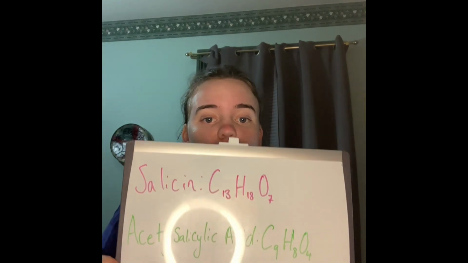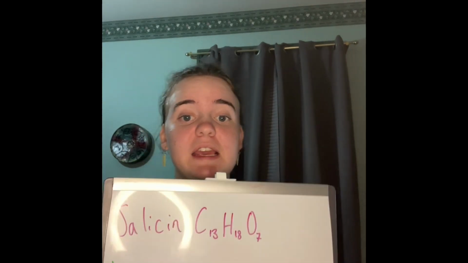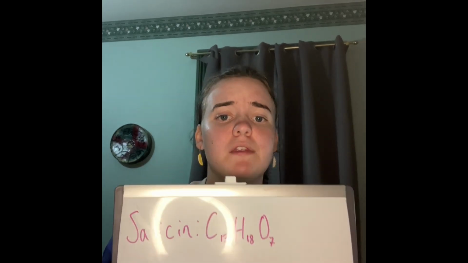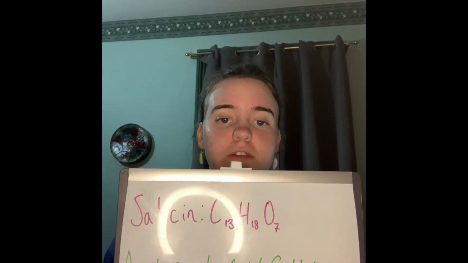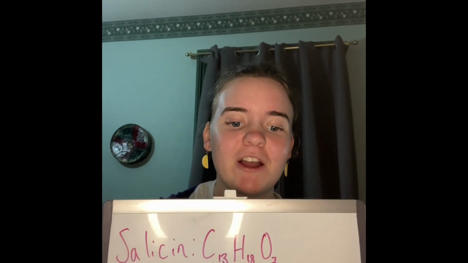And then we need to know a bit about our chemical formulas, which look like this, but I can also tell them to you. Salicin has 13 carbons, 18 hydrogens, and 7 oxygens. And then for acetylsalicylic acid, what a tongue twister, there are 9 carbons, 8 hydrogens, and 4 oxygens.